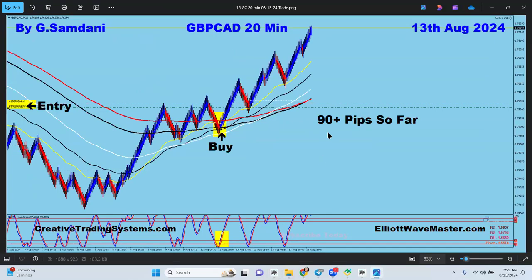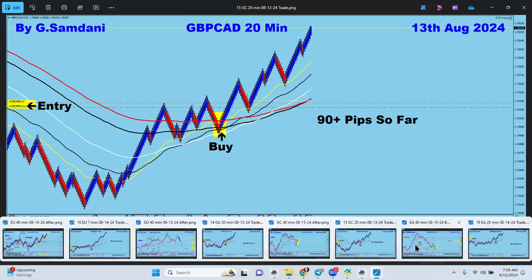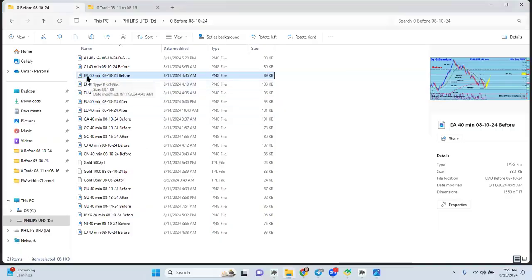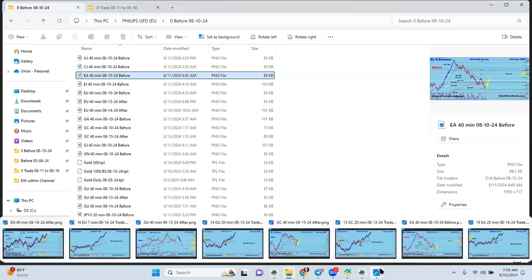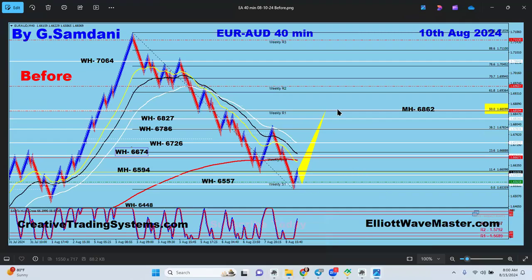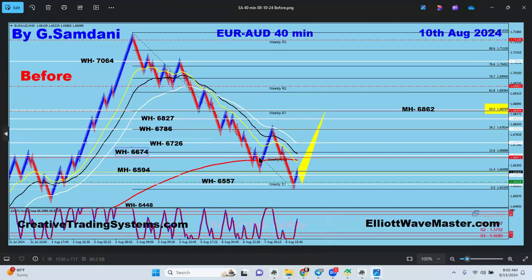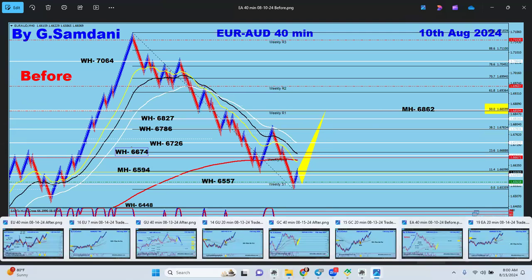Easy peasy. Similarly, I had this EUR-AUD also. You can see in this folder right there, EA 40-minute setup on August the 10th. So what happened to this chart? This was the setup that is going to go to the upside. So it went all the way to 61% of this drop, 78% actually. Let me show you the chart. I don't know where that chart is, but it was going to the upside. I must have misplaced something, but the trade I took is like this.